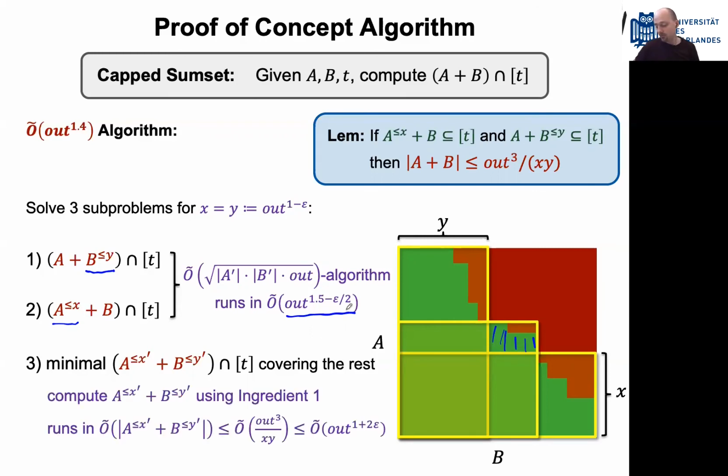Now, for the third call, we just run the first ingredient, so this Combinatorics algorithm. So we compute the sumset in time near linear in its output size. And we bound output size using the structural lemma from before. Obviously, because we know that all of this here is green, and we know that all of this here is green, so this lemma is applicable, tells us that this output size is at most out cubed over x times y. And the way we chose x and y, this is again better than out to the 1.5. Choosing the optimal epsilon here, what we get is output size to the 1.4.